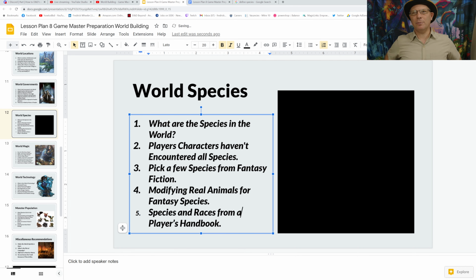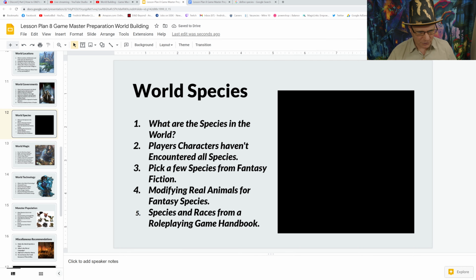It's not even necessarily the player's handbook, because when we've done this world building, we've pulled from all sorts of different sources, haven't we? So what I'm thinking is species and races from a role-playing game handbook. Role-playing game handbook. That's it. That's all that really needs to be there. I'm pretty happy with that.